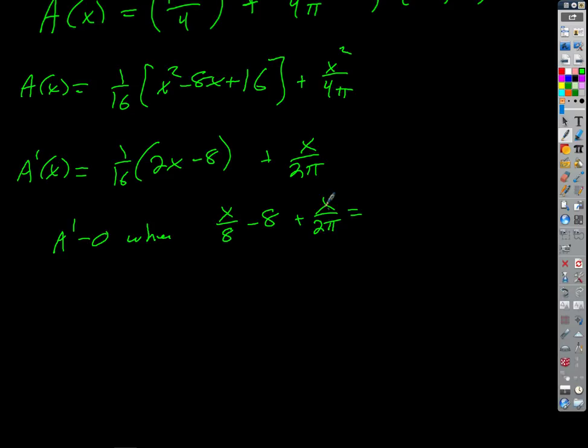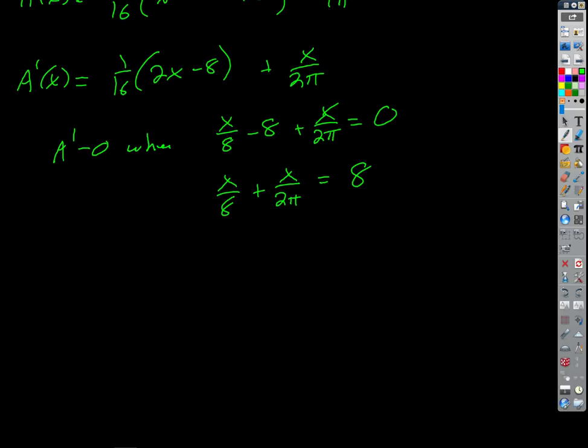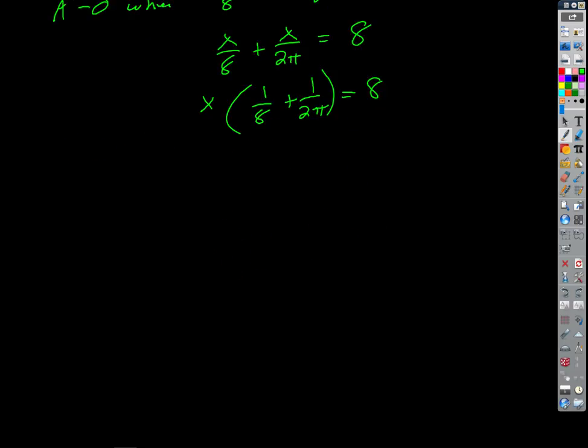x over 2 pi equals 0. Let's get the x's on one side. So I get x over 8 plus x over 2 pi equals positive 8, right? Okay, and so then I can factor out an x, and I get x times 1/8 plus 1 over 2 pi equals 8, right? Divide. We gotta divide both by that.